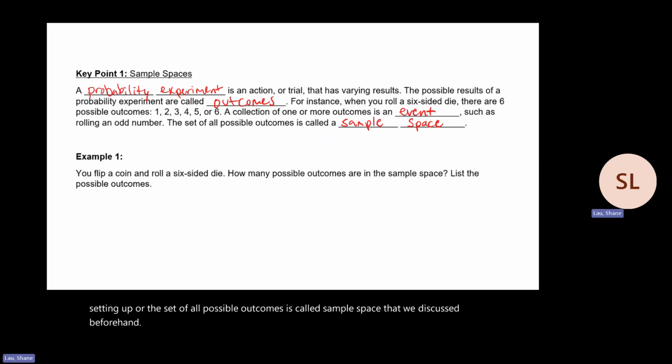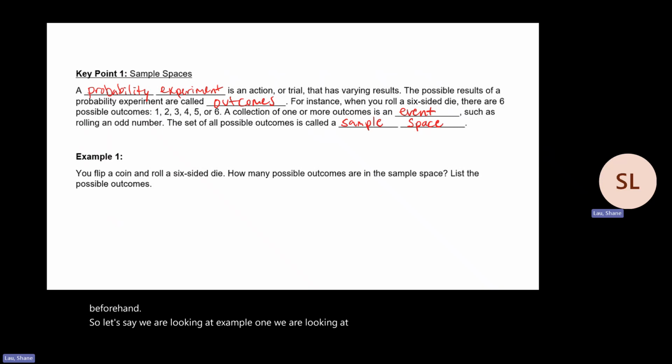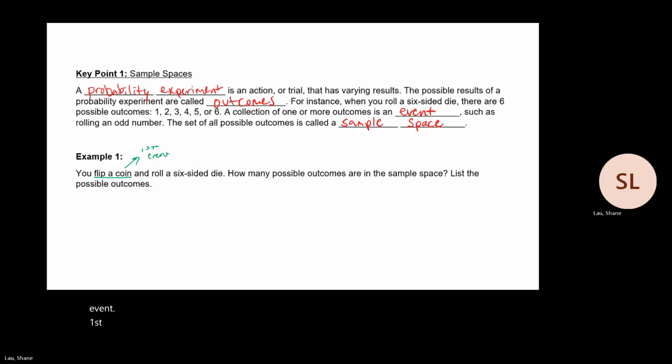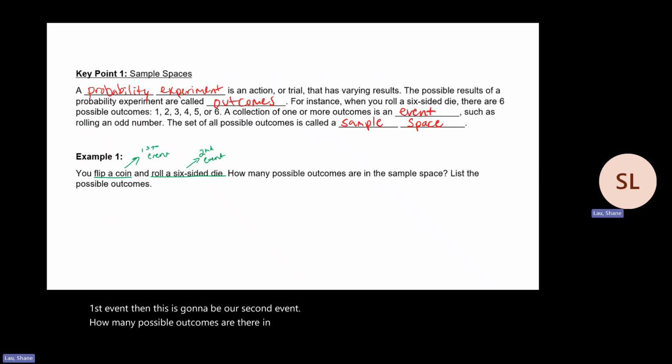So let's say we are looking at example 1. We are looking at flipping a coin and rolling a 6-sided dice. Something to clarify is that you always do the first event first. So this is our first event. Then this is going to be our second event. How many possible outcomes are there in the sample space? List the possible outcomes below.